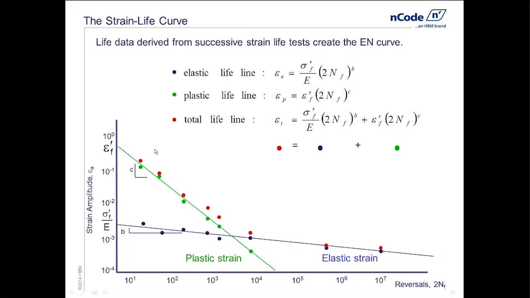So the strain life curve actually is the addition of those two straight curves in log-log space. We're going to do our calculation with this red curve. This is the actual strain life curve, but it is computed from separate regressions to elastic and plastic strains.